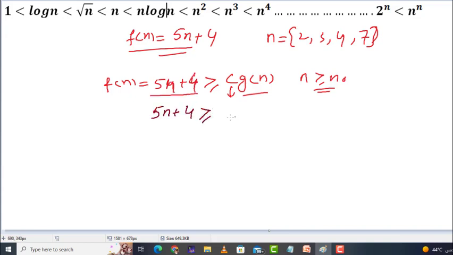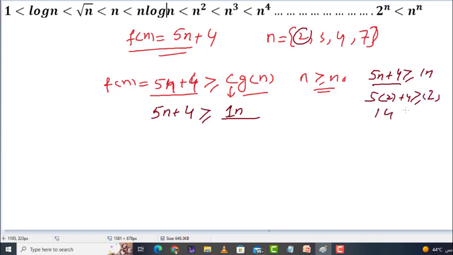So you have 5n plus 4 greater than or equal to, so what can I write here? I can write just 1n. So if I put values in that, 5n plus 4 greater than or equal to 1n. If I put 2 in that, the condition will be true: 5 into 2 plus 4, which is 14, is greater than or equal to 2. So the condition is true. If I put 3 over here, the condition will be true. If I put 4, if I put 7, the condition will be true.